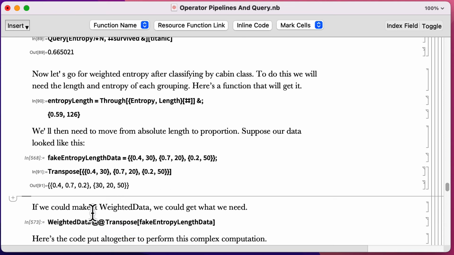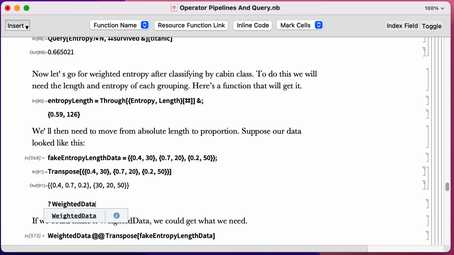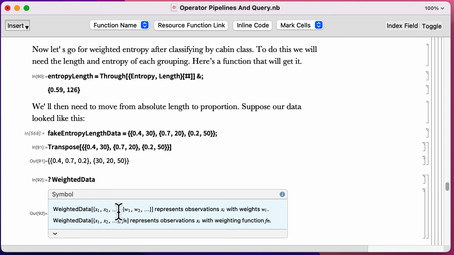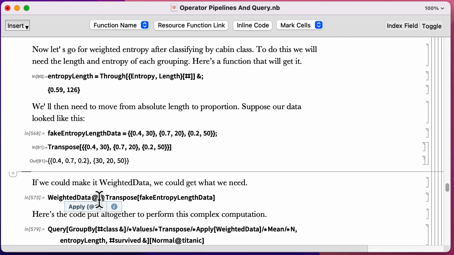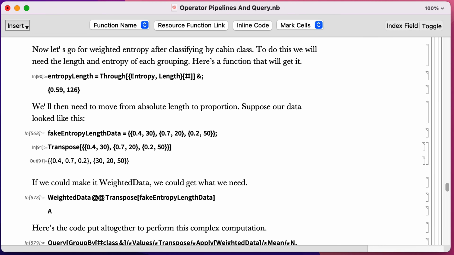And what we can then do, this is exactly the form that weighted data wants. If we look at weighted data, you can see first it wants the numbers and then it wants the weights associated with them. And that's exactly what we have. And so we then just need to apply weighted data to that transposed data. I'm using the double @ sign here as a shortcut for apply. I could write it this way. Probably I should have written it this way since that's what I've done elsewhere in the course, but I succumbed to the desire for syntactic sugar.